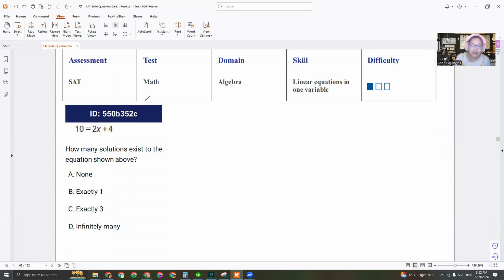So we have this equation here. 10 is equal to 2x plus 4. Okay, there are different ways to know how many solutions an equation has, right? But the best or the fastest way is to solve this. So we have 2x is equal to 6, and we know there's exactly 1 solution. But by inspection, how do you know? We know the number of solutions based on the degree.